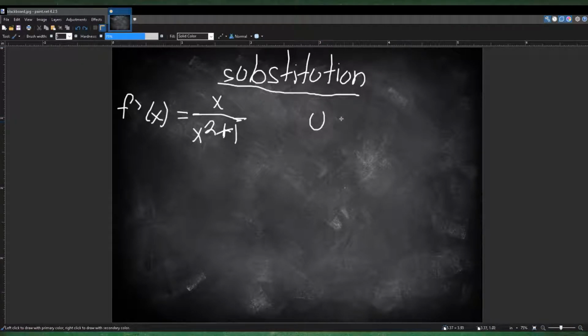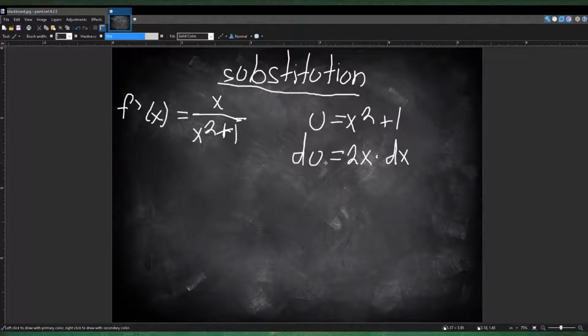So we have u is equal to x squared plus 1. Usually what we like to do is use the denominator. Usually the denominator is the best choice. So if we have u is equal to x squared plus 1, we do the derivative of both sides. So now we have du, the derivative of u, is equal to the derivative of x squared, which is 2x. The derivative of 1 is 0, so we don't have to write that. And then you multiply this by dx.